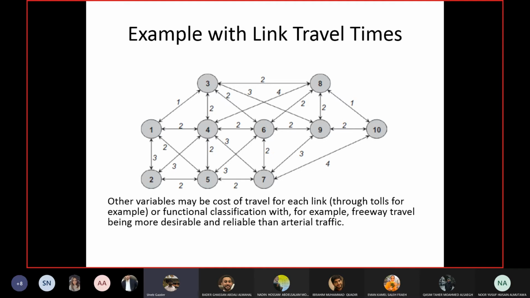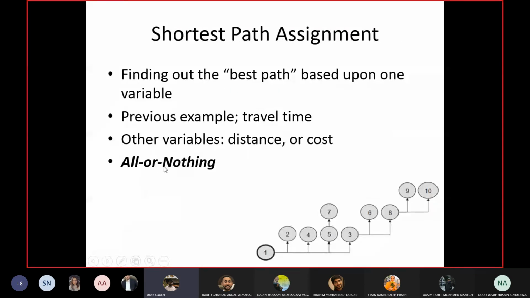There's no distribution. So if I say between 1 to 4 the shortest path is this one, then all 500 trips are in this link. If you decide between 1 to 6 the shortest path is 1 to 4 and 4 to 6, and let's say there are 1000 trips from 1 to 6, then all 1000 trips will go from 1 to 4 and 4 to 6. This is what they mean here by all or nothing.